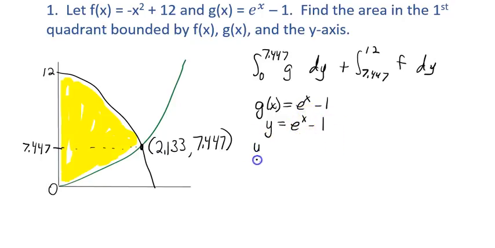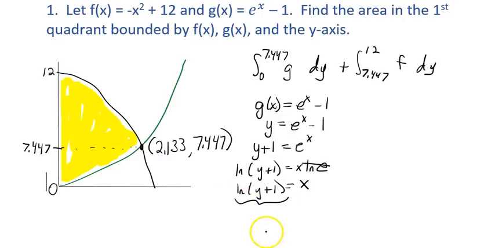So I'm going to add 1, and then to get to that x I have to natural log both sides. So natural log of y plus 1 equals x natural log e, and those cancel. So x is the natural log of y plus 1. So this is my g in terms of y.